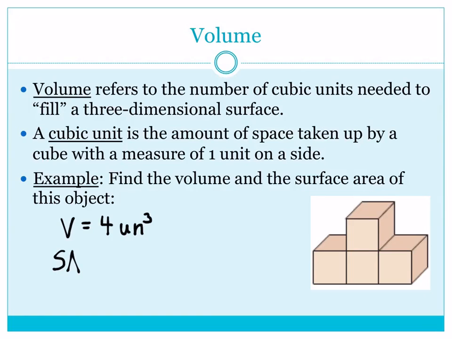Surface area, that's trickier. So let's see what we have. Well, from the front of the object, what's the surface area? I think it's still 4. Yeah? So if I look at the object from the front, I get 4. And it's also 4 from the back then, right? So I'm going to get 4 plus 4 from the front and back.